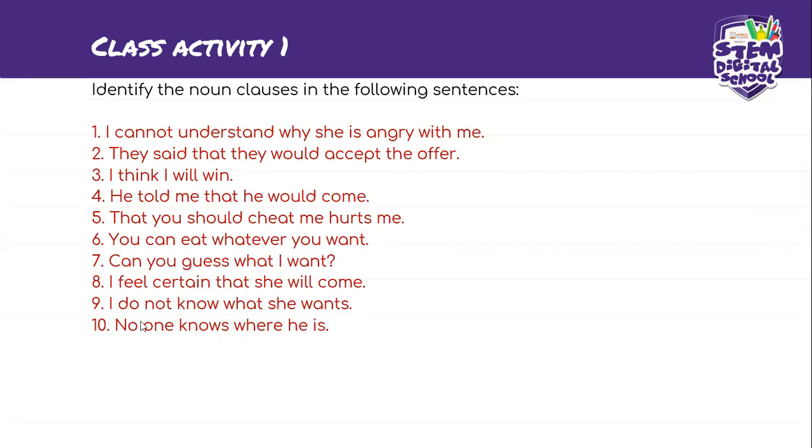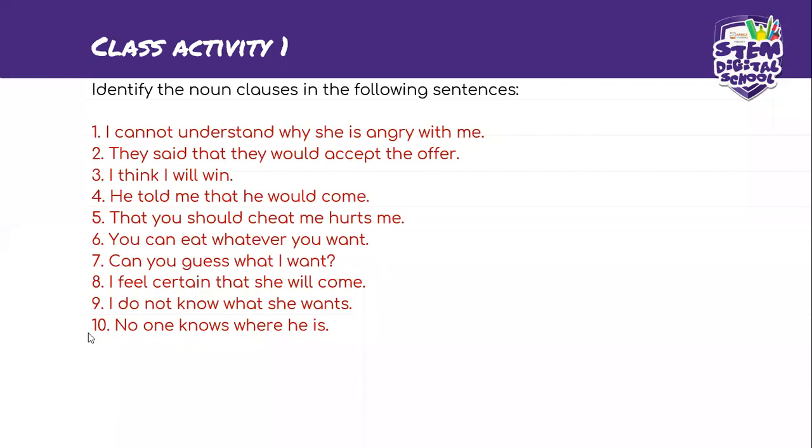Yes. Then the last one for a noun clause. No one knows where he is. What is our noun clause there? Yes, Lesedi. I think it's where he is. Thank you so much, Lesedi. That is the correct answer.